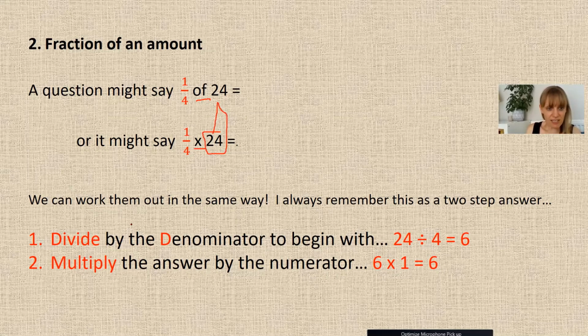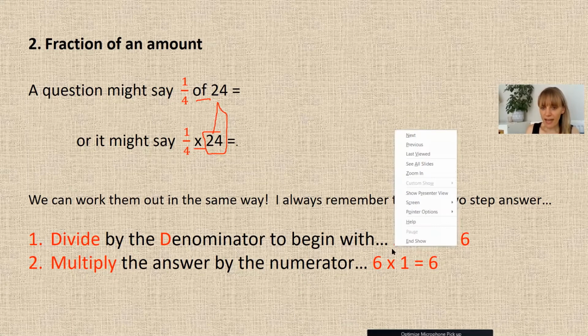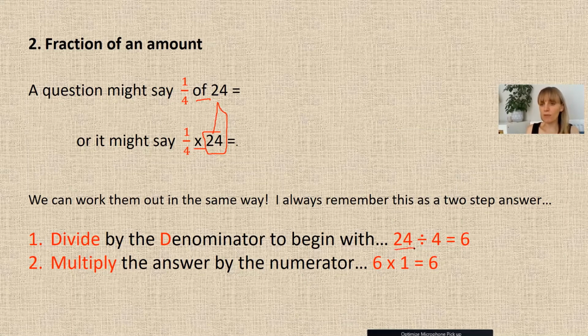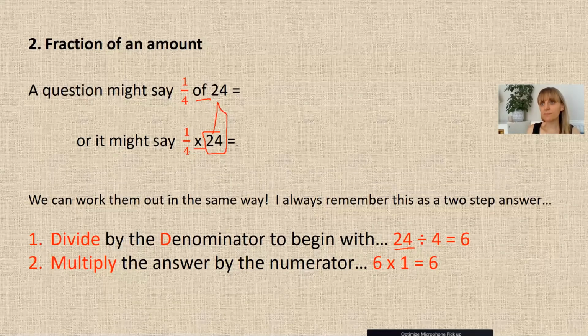So what I do here, I divide by the denominator, denominator down. So the 24 that I am looking at, I divide by the denominator. So I'm dividing by 4. And that gives me an answer of 6. Now then you multiply that answer by the numerator. Now in this case I know it's a 1, so you're going to get the same answer, but it's a good idea to get into the habit of multiplying by the numerator, because then once those numbers get higher than 1, you're going to get the correct answer. So 6 times 1 is 6.